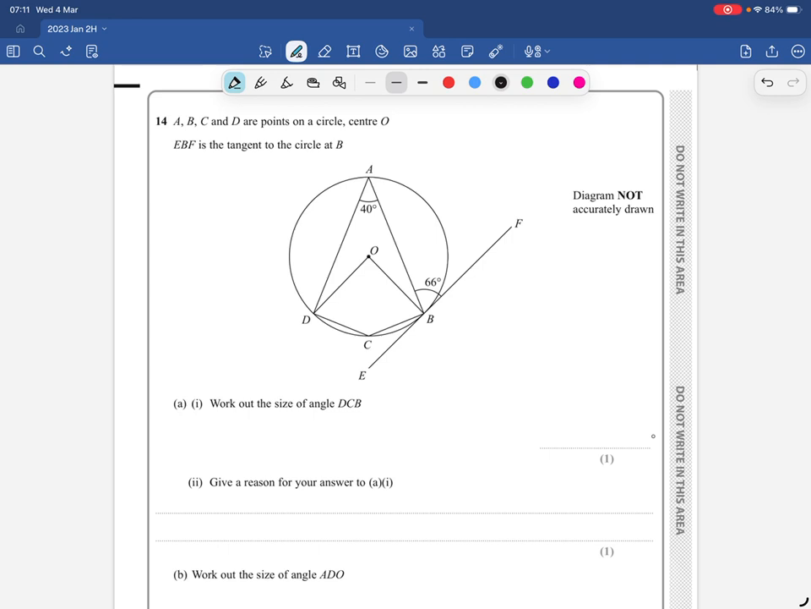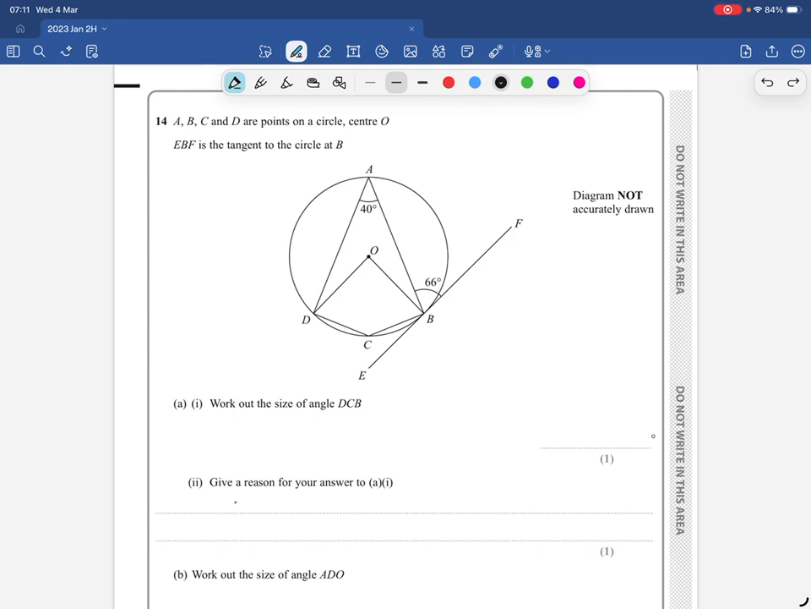Because it's opposite angles in the cyclic quadrilateral. This thing is a quadrilateral. It's cyclic because all of its points are on a circle. And the opposite angles, that and that, and that and that, sum to 180. So I know if this one's 40, that this one has to be 180 minus 40.